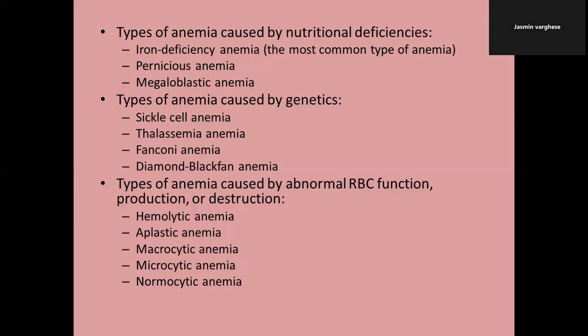Then types of anemia caused by genetics: sickle cell anemia, thalassemia, Fanconi anemia, Diamond-Blackfan anemia. Then types of anemia caused by abnormal red blood cell function, production and destruction: hemolytic anemia, aplastic anemia, macrocytic anemia, microcytic anemia, and normocytic anemia. Okay, these are all the different types of anemia. In another video, we will discuss all these anemias in detail.